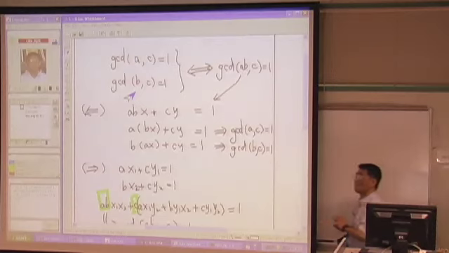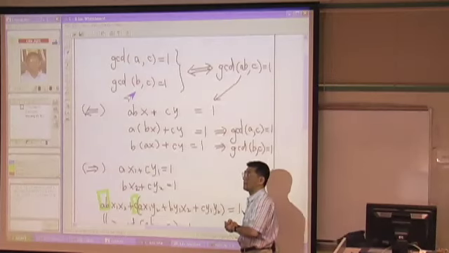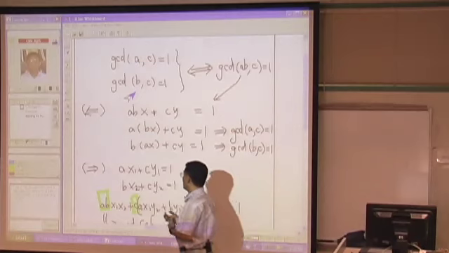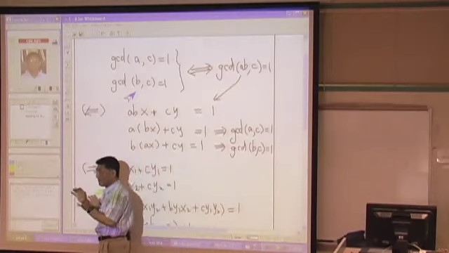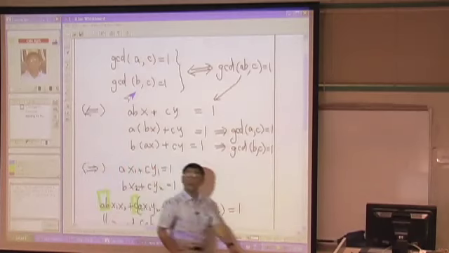Yes? So we did this proof on the test. We have to prove this part also, or can we just assume this part's true? Yeah, I will specify. Any other questions?